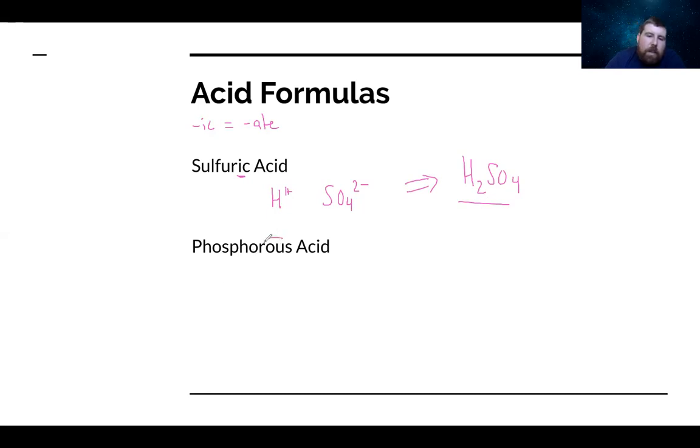And then when you see the ous ending, ous is going to equate to the polyatomic ion ending ite. So this is going to be phosphite, and phosphite is PO3 3-. The acid is H1+. So therefore, this is going to be H3PO3.